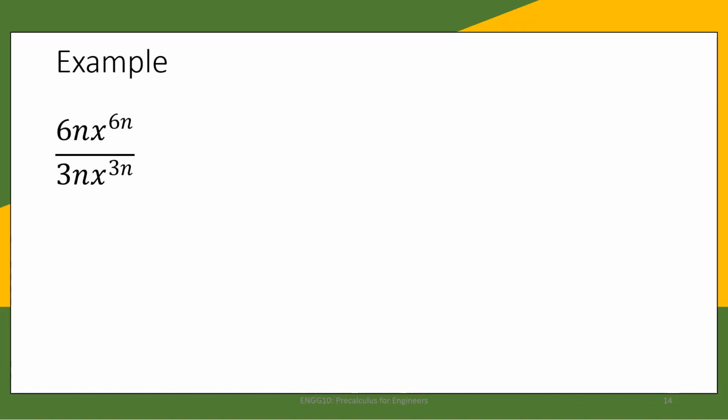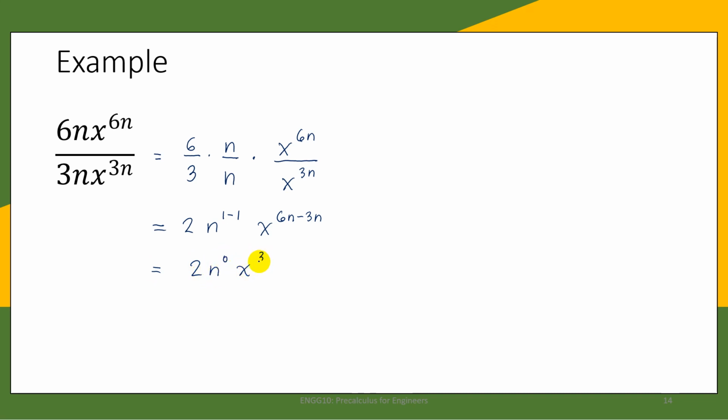Using the same principle from the previous example, we are going to answer this one. We need to separate each of the variables with the same base together. So n over n, and then we have x raised to 6n all over x raised to 3n. 6 divided by 3 is 2. N all over n, so we have n raised to 1 minus 1, and then x raised to 6n minus 3n. So this becomes 2n raised to 0 x raised to 3n.